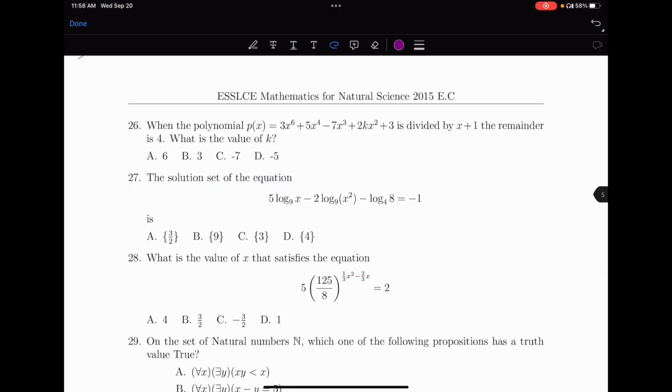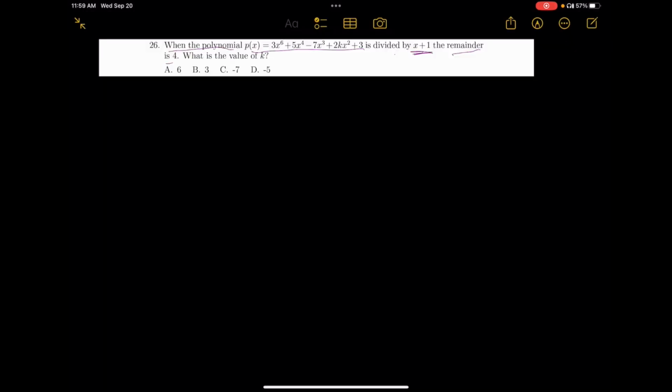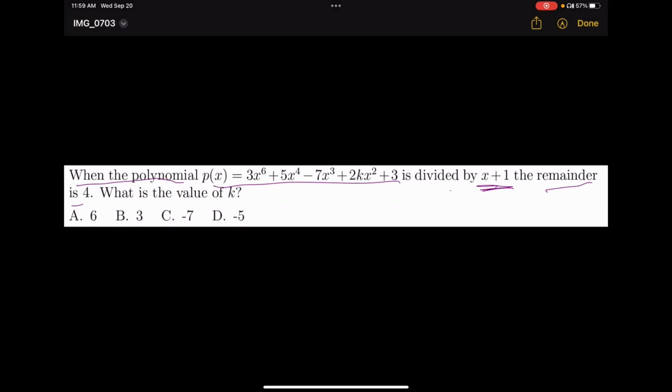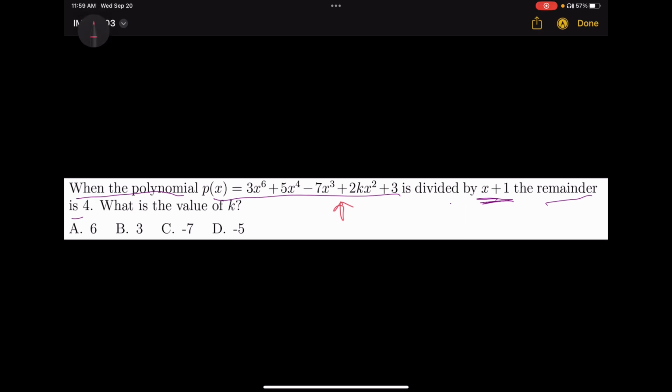Okay, what does question 26 say? When the polynomial is divided by x plus 1, the remainder is 4. What is the value of k? That is the question. Okay, the polynomial p of x is given here, and it is divided by x plus 1. This x plus 1 is the divisor.